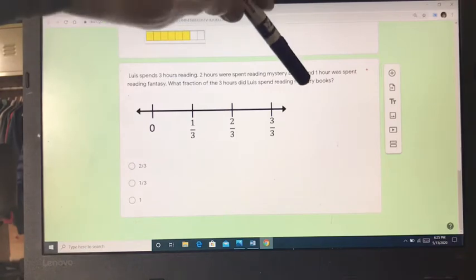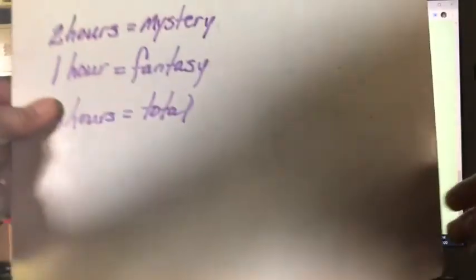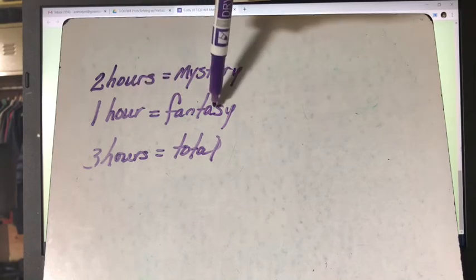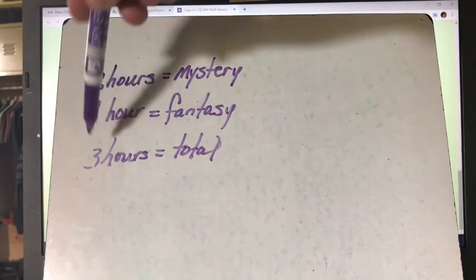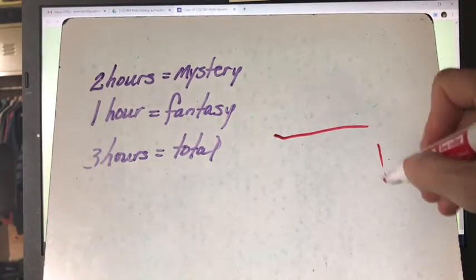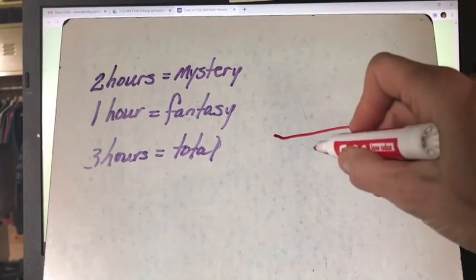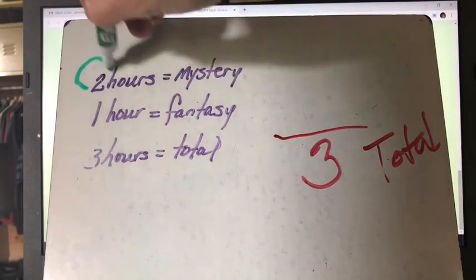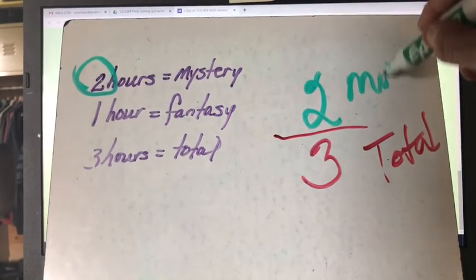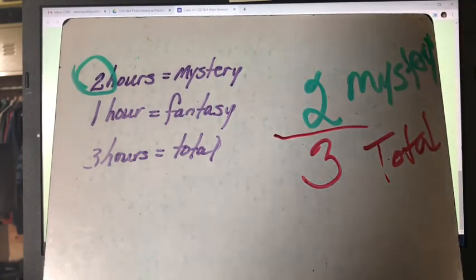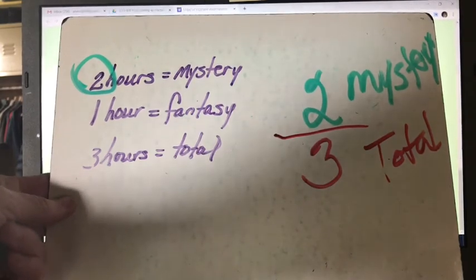So they want to know about mystery books. So I'm going to write down my information. 2 hours were spent with mystery, 1 hour for fantasy. So if Lewis reads 2 plus 1, he reads a total of 3 hours. Remember, in a fraction, the total goes on the bottom. Total is on the bottom or the down. So 3 is the total hours. We know that he spends 2 hours reading mystery. All right, so our answer will be 2/3 of the time that he spent reading the mystery books.